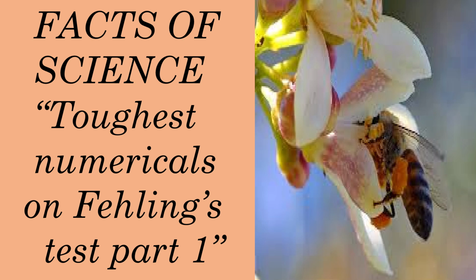In this test, aldehyde or reducing sugar reacts with copper in the basic medium to form carboxylate ion, copper 1 oxide, and water molecules. So, if this test is positive, that means reducing sugar is present and the color turns red. If test is negative, for example, in case of sucrose, the test is negative because sucrose is non-reducing sugar, so blue color of copper sulfate remains the same. In this video, I will tell you how to solve toughest numericals on Fehling test part 1.